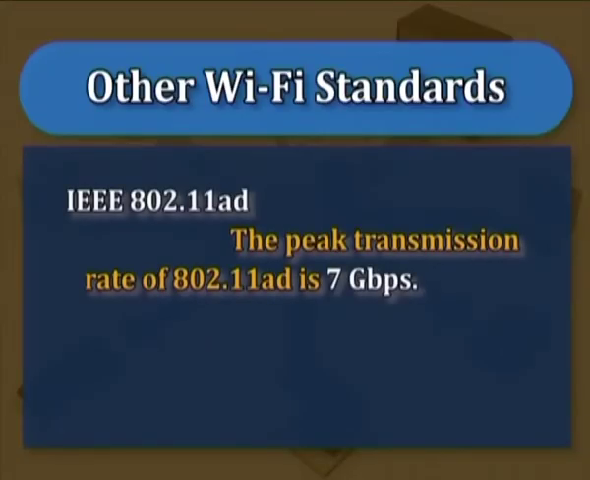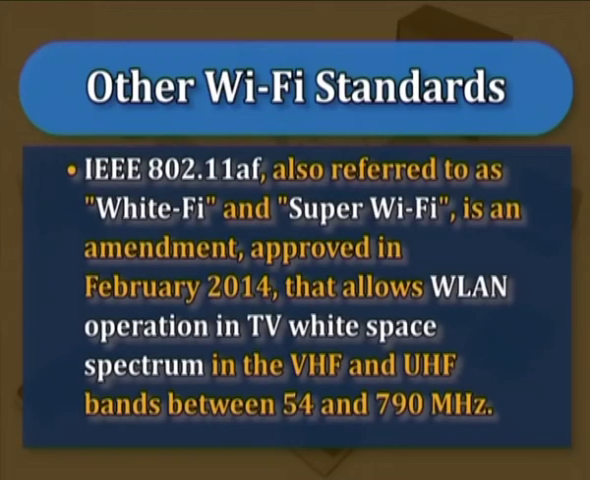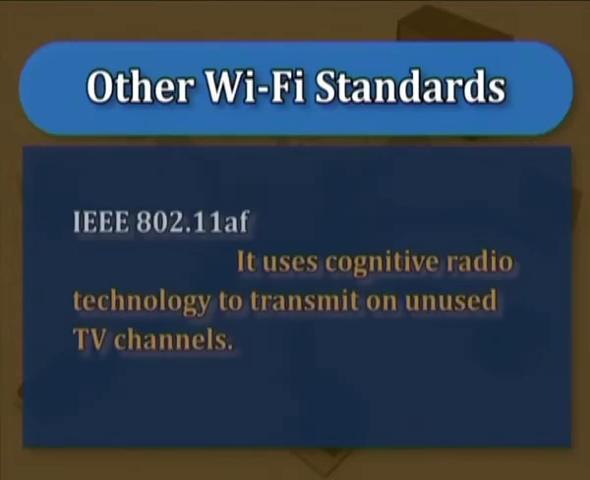The peak transmission rate of 802.11ad is 7 gigabits per second. IEEE 802.11af, also referred to as White-Fi or Super Wi-Fi, is an amendment approved in February 2014 that allows WLAN operation in TV white space spectrum in the VHF and UHF bands between 54 and 790 megahertz. It uses cognitive radio technology to transmit on unused TV channels.